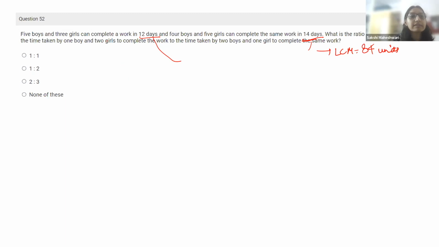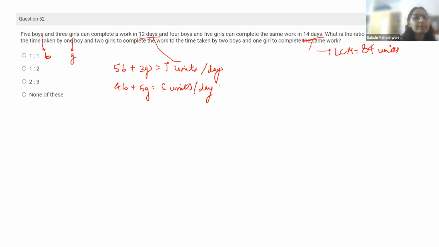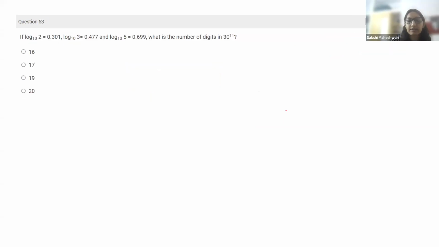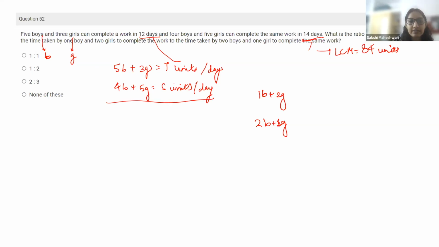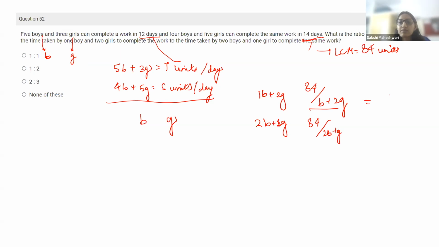Now 5 boys, let each boy, now the ratio of the time taken by 1 boy and 2 girls to complete the work to the time taken by 2 boys and 1 girl. Okay. So this is simple. Now what you can do is, you have two equations, two unknowns. So you can get B and G, and then you'll get B plus 2G. So just divide 84 by B plus 2G upon 84 by 2B plus G. So this ratio will be equal to 2B plus G by B plus 2G.